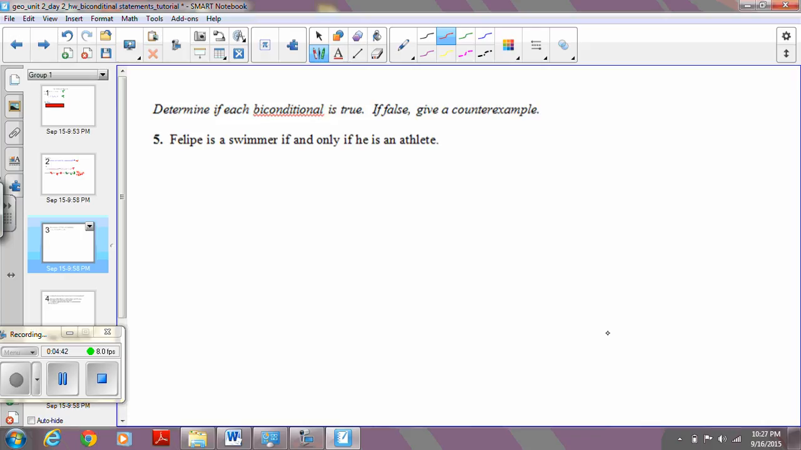Number 5 wants us to determine if each biconditional is true, and if it's false, give a counterexample. So number 5 says, Felipe is a swimmer if and only if he is an athlete. Well, in order to determine if the biconditional is true, I need to break it apart and find the conditional and the converse. So let's establish what the hypothesis would be. So the hypothesis is Felipe is a swimmer. The conclusion would be he is an athlete.